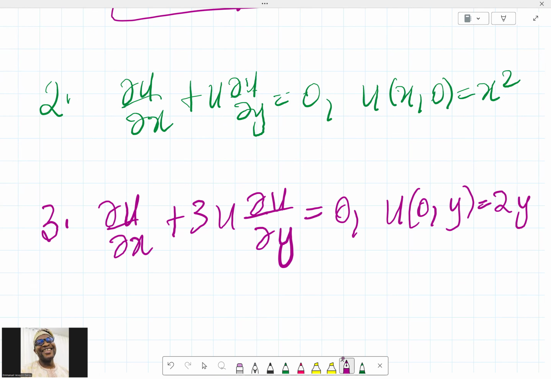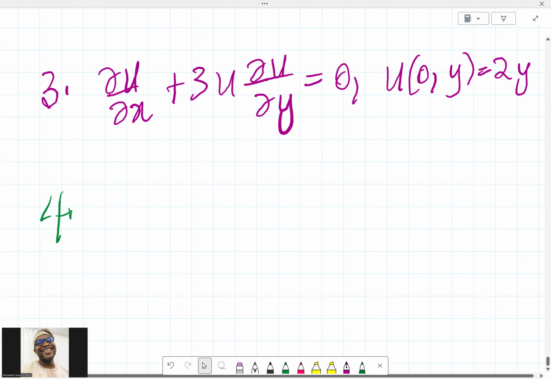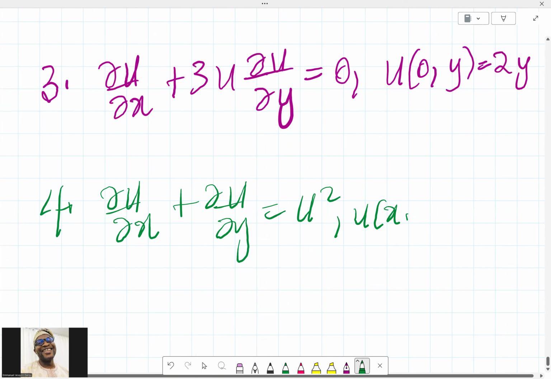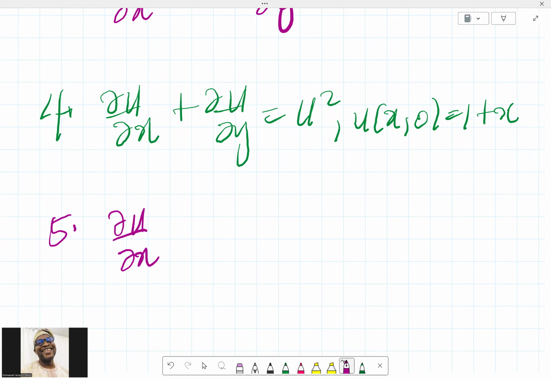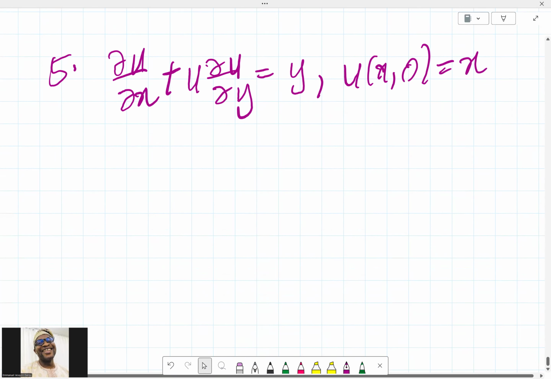So in this case, x is 0. So mind you, it's going to affect your solution at the end of the day. Then number 4, you have partial u, partial x plus partial u, partial y equals u squared. Also nonlinear because of the u squared. And the initial condition is u of x comma 0 equals 1 plus x. Okay. Then number 5, you have partial u, partial x plus u, partial y, nonlinear because of the u, partial y, equals y. The initial condition u of x comma 0 equals x. Okay, yeah. So that's what we have.